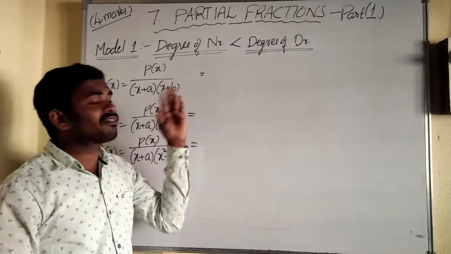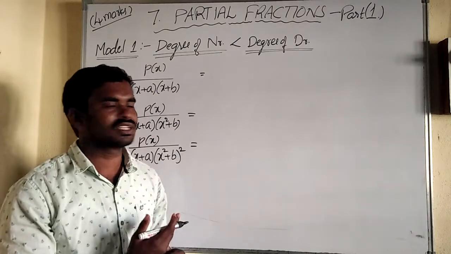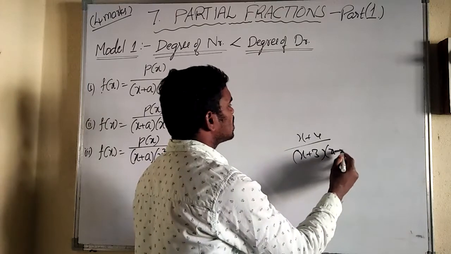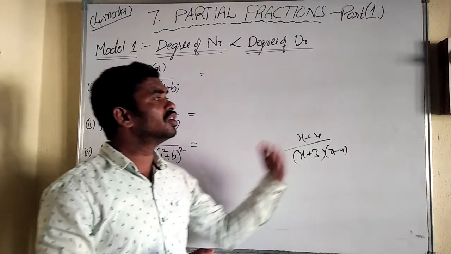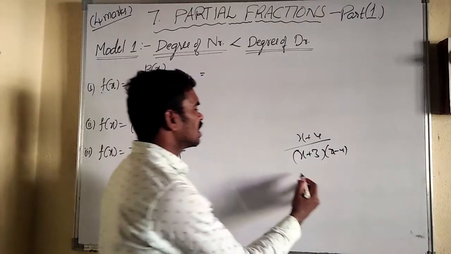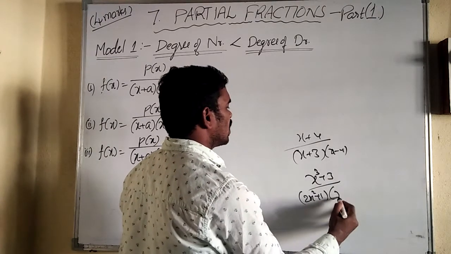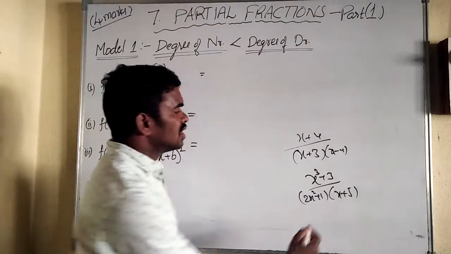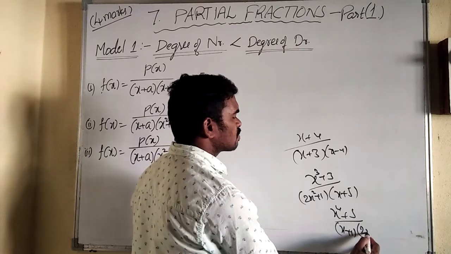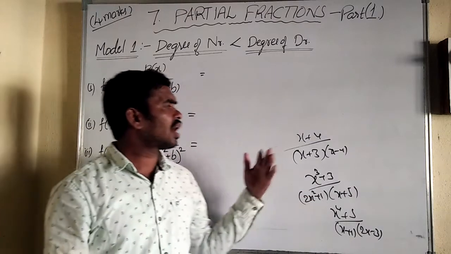Actually, partial fractions means we have to split the given fractions. Suppose x plus 4 by (x plus 3) into (x minus 4) is there. How can we split this fraction into several kinds of fractions? Not only this, some different kinds of problems are there. x cube plus 3 by (2x square plus 1) into (x plus 5), like that. Otherwise, x power 4 plus 5 by (x plus 1) into (2x minus 3), and so on. Different kinds of fractions are there. Then how can we split?